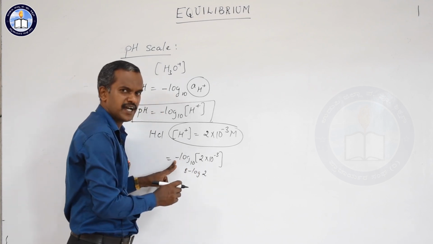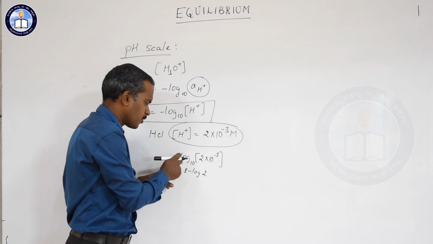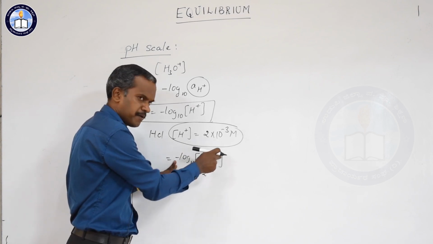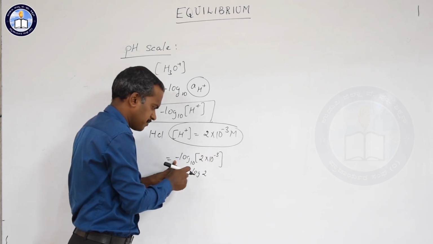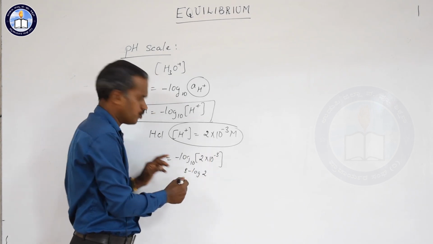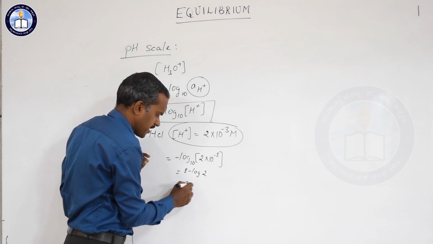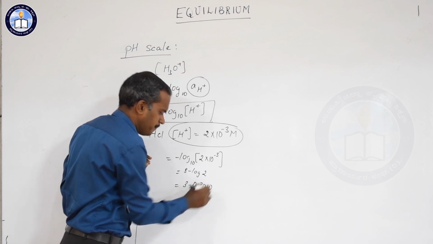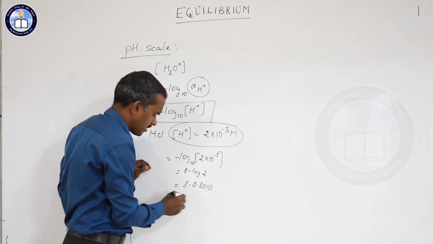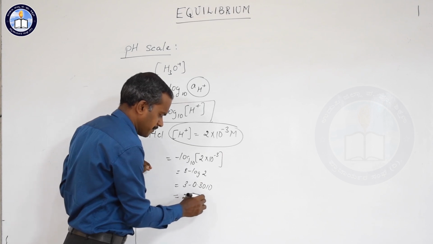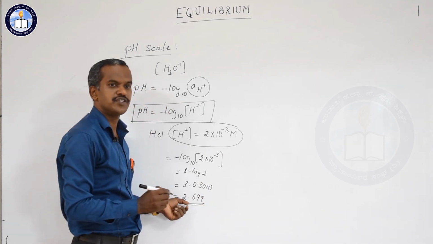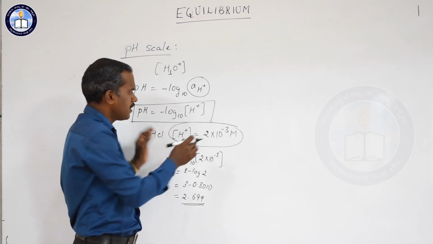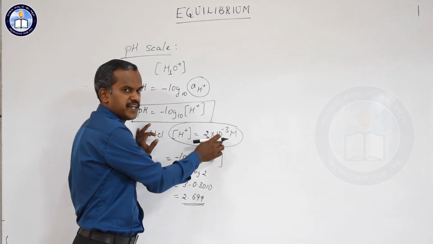I hope you understood. I didn't show all the steps there. Okay, you can write it as minus log to the base 10 of 2 plus minus log to the base 10 of 10 to the power minus 3. Minus minus cancels, it becomes plus 3 minus log 2. So on simplification it becomes 3 minus log 2, value is 0.3010. Okay, so the answer comes as 2.699. So this is how you can do the calculations for 2 marks on pH when the hydrogen ion concentration is given directly.